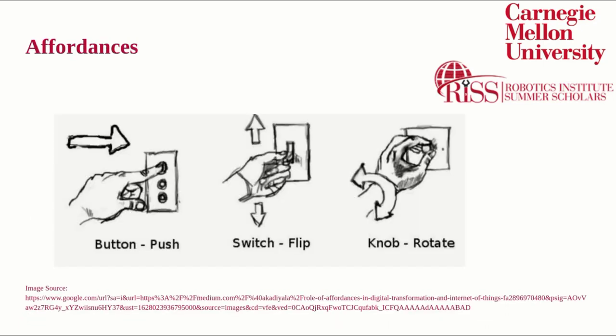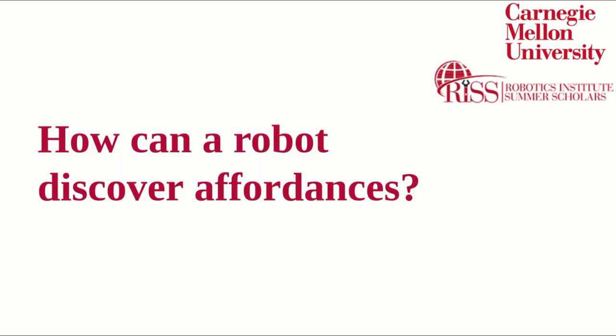Affordances are all the possible interactions that an environment provides to an agent. For example, a button affords the action of pushing. But how can a robot discover affordances?